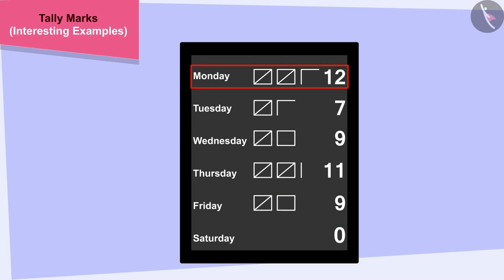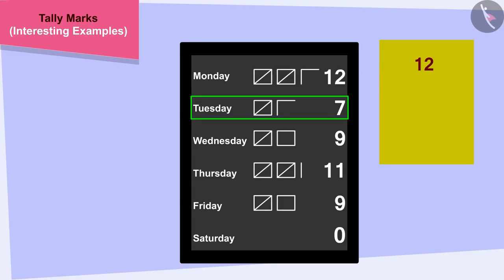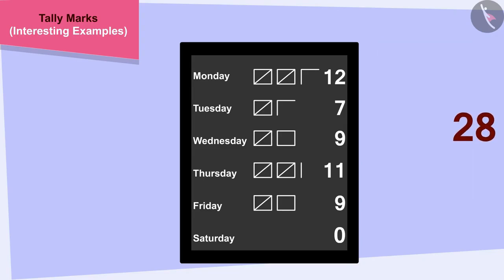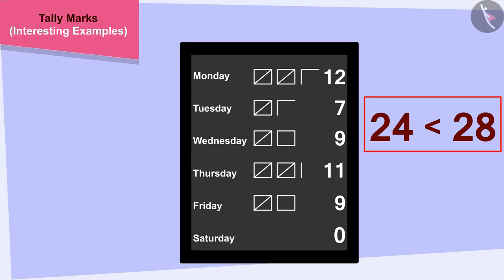12 hours of work was completed by the end of Monday. By the end of Tuesday, 12 plus 7, 19 hours of work was completed. By the end of Wednesday, 19 plus 9, 28 hours of work was completed. Since 28 is more than 24, by the end of Wednesday, more than half of the total hours of work had been completed. This means the day Raju is talking about is Wednesday.